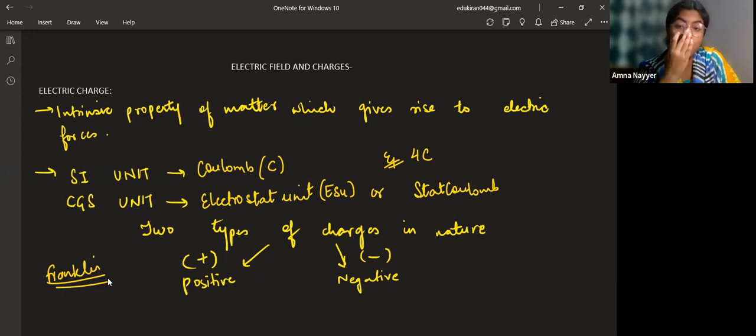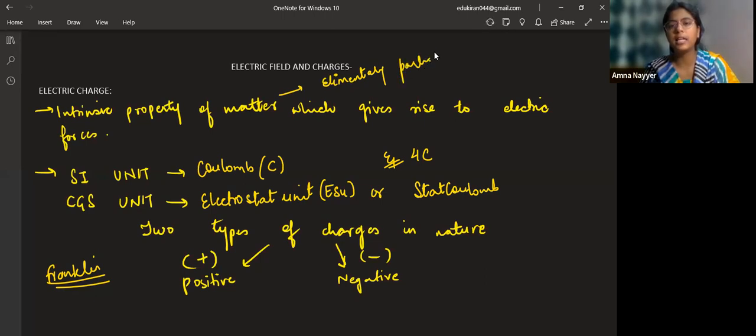And yes, electric charge, all the elementary basic particles are basically elementary particles. And elementary particles mean your proton, neutron, electron. I'll discuss protons and electrons specifically in detail, because the whole basis of electric charge is electrons and protons only.